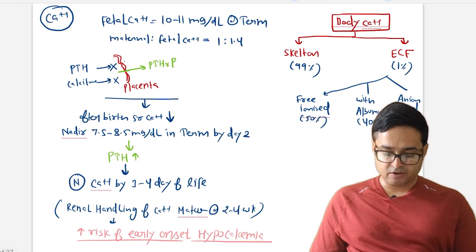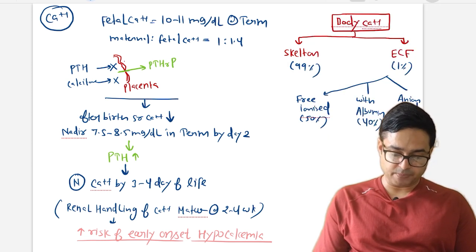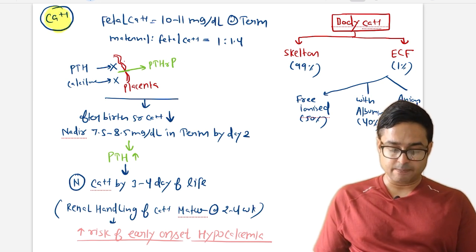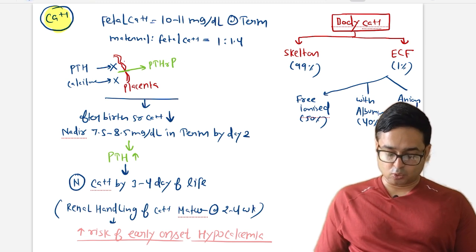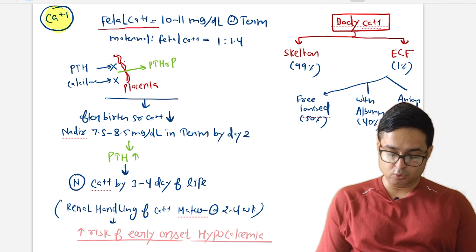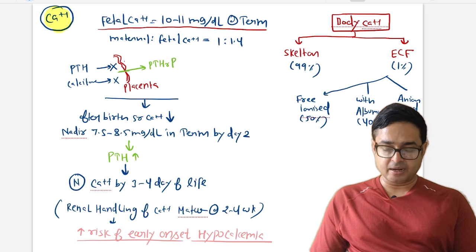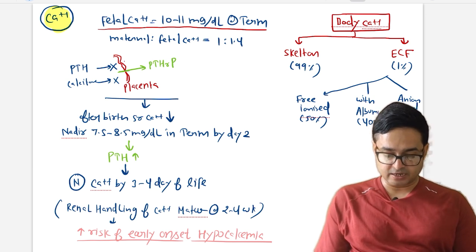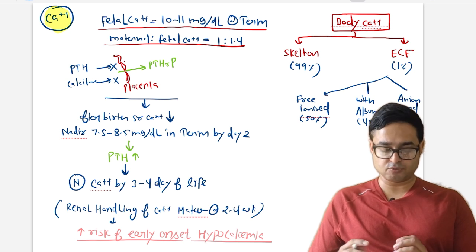Going forward to another electrolyte which is often confusing: calcium. Just pay 100% attention to this slide. This is important, and you have to understand this. One question is, what is the fetal calcium? Fetal calcium is 10 to 11 milligram per deciliter at term. Maternal fetal calcium ratio, what is it? It is 1:4. So these two fact-based questions you have to remember.